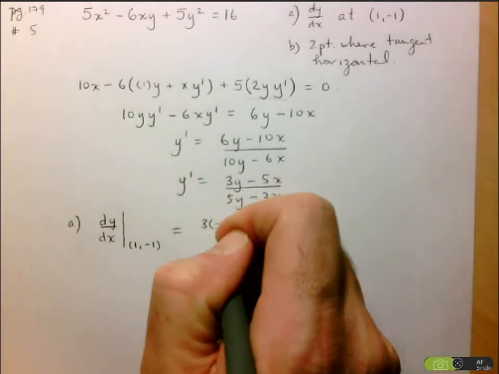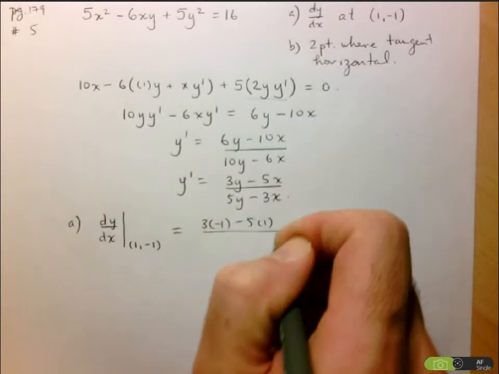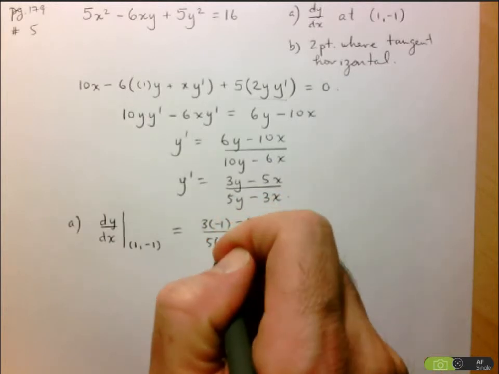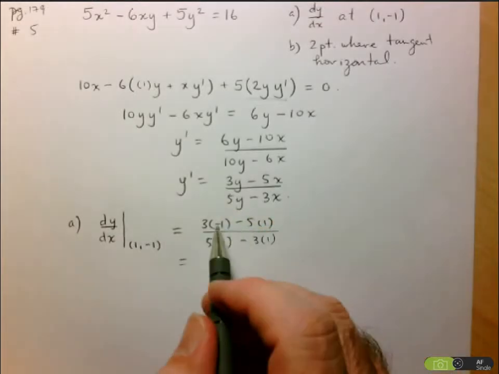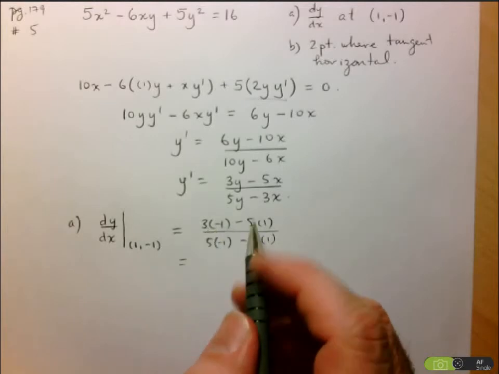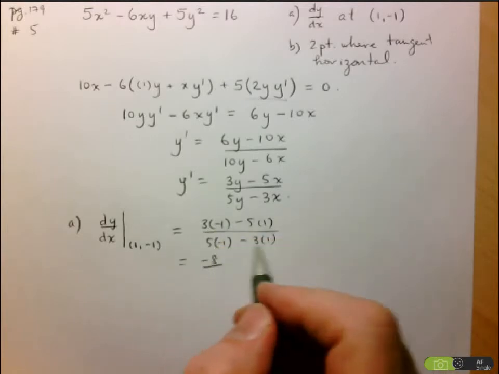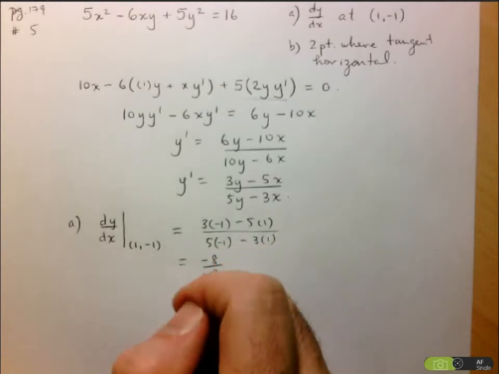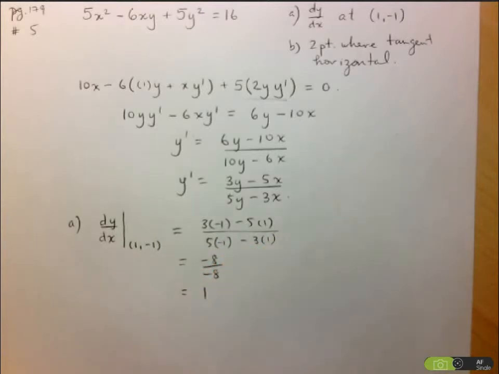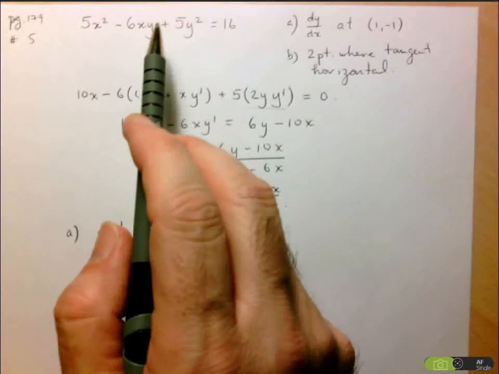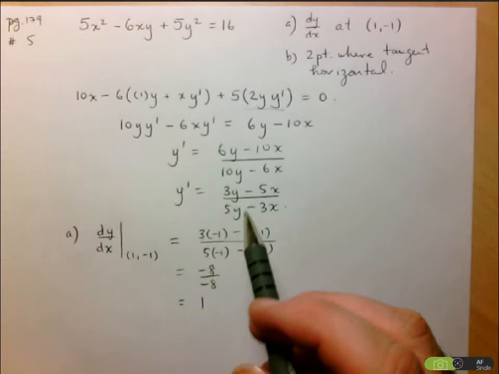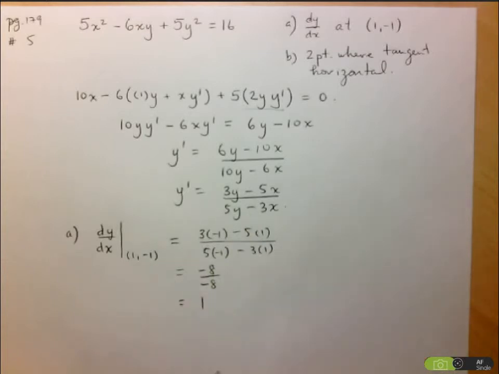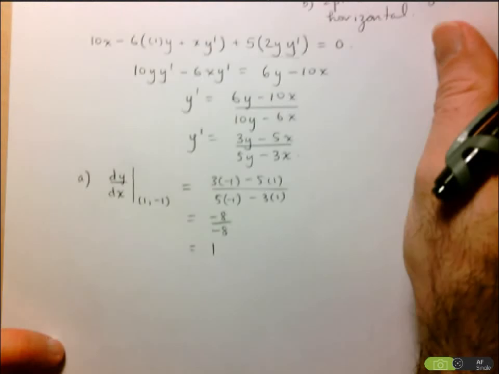So 3 times -1 minus 5 times 1, over 5 times -1 minus 3 times 1. Here we're left with -3 minus 5, -8 in the numerator, and here -5 minus 3, -8 in the denominator. So we're just left with 1. Now you can always sketch this on Desmos and see that it indeed makes sense that the slope of the tangent at this point, (1, -1), is equal to 1. Okay, so let's go to part B.